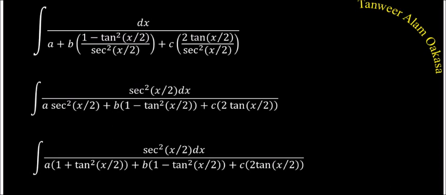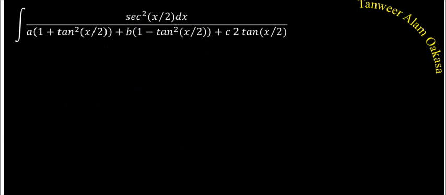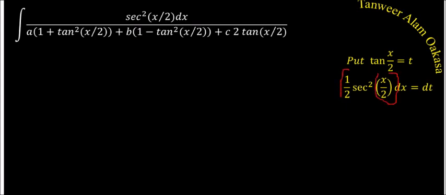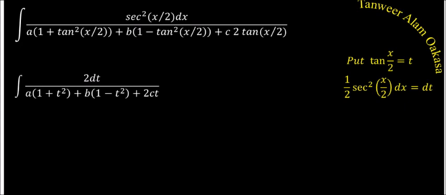So if I put tan of x by 2 equal to t, then half sec square x by 2 dx becomes dt. Why half? Because I have x by 2 here, so I will get another half. Then this whole thing becomes dt, and everywhere this becomes t. So I will have an expression like this where it is 1 by q form, because in the denominator I have quadratic form. So this becomes 1 by q form, and anybody can tell me what is 1 by q form?